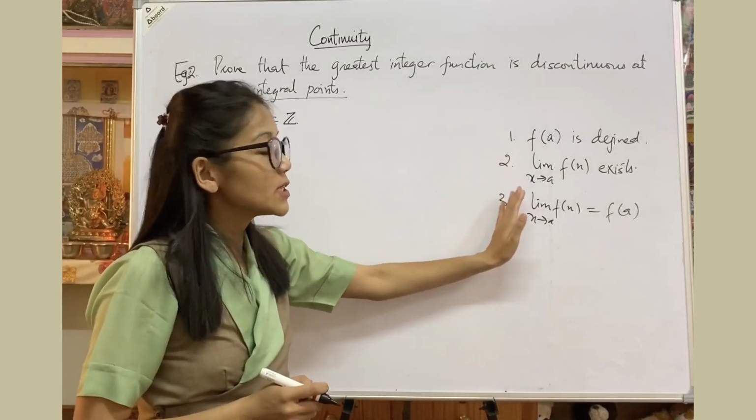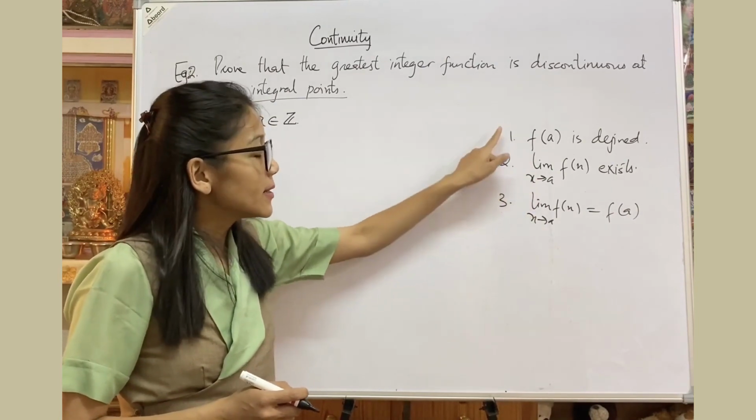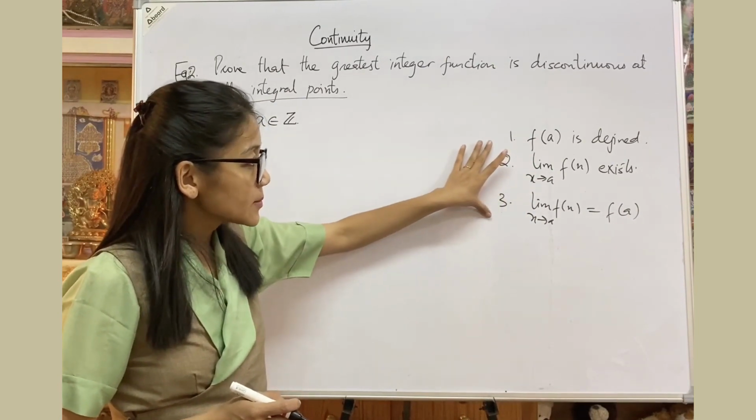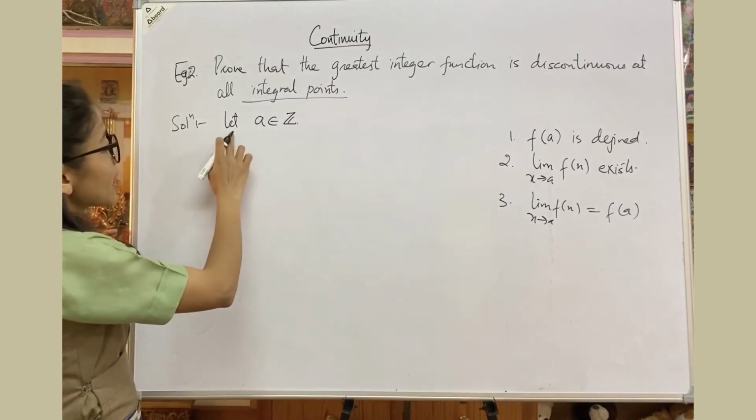We will check for these three conditions. If this function is satisfying these three conditions, then the function is continuous. Is it? Okay, so now we are going to do that.